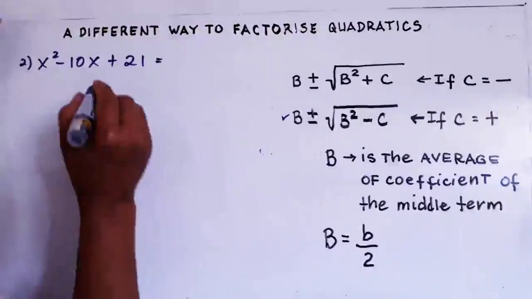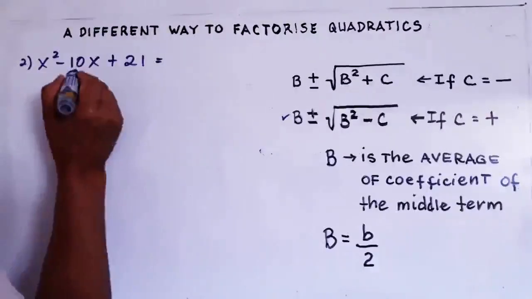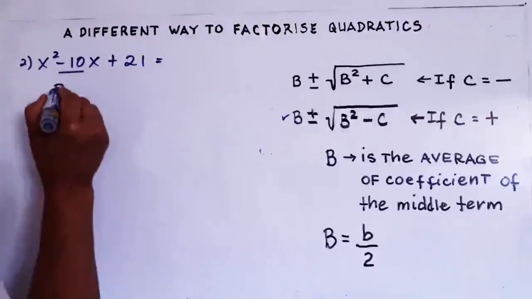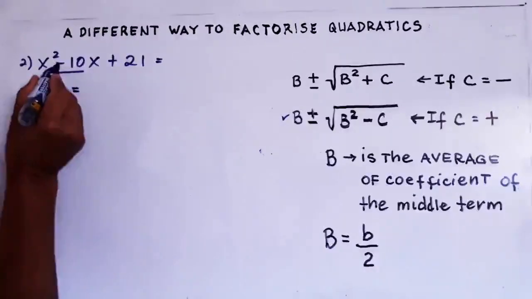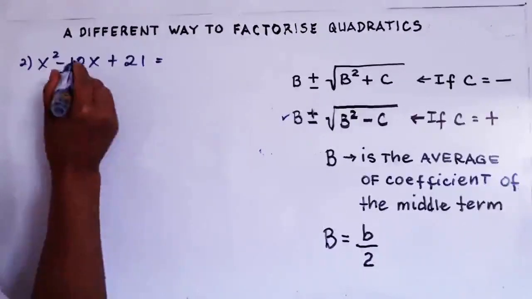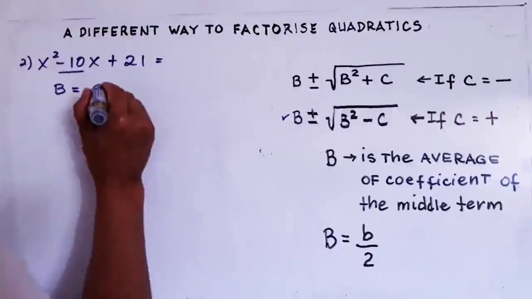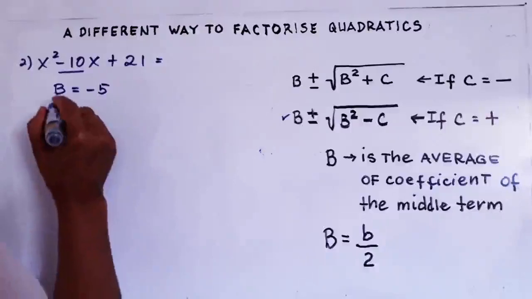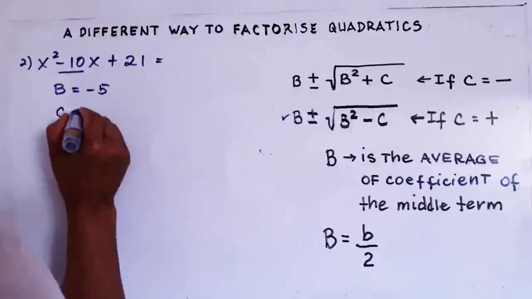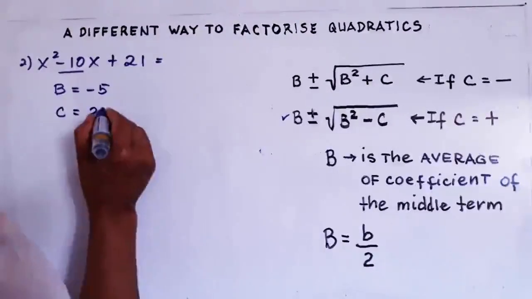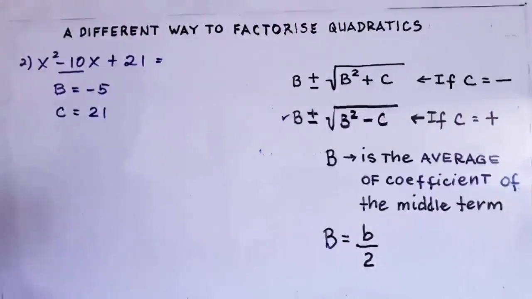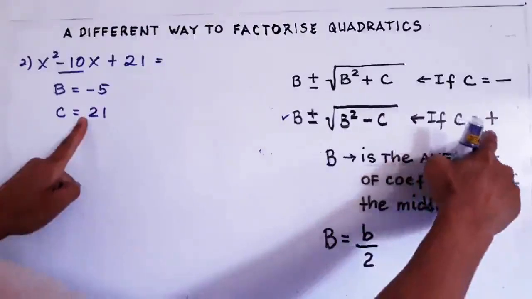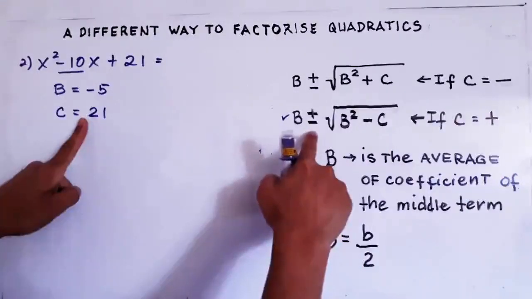Okay. So let's take the middle term, which is negative 10. If you are going to divide by 2, the b will be equal to, you include the sign here, negative 10 divided by 2 is negative 5. That is our b. What about our c? The c is equal to 21 here. So which formula are we going to use? The same formula, because c is positive, then we are going to use this formula again.